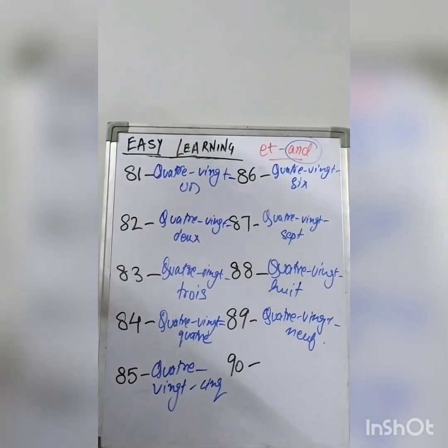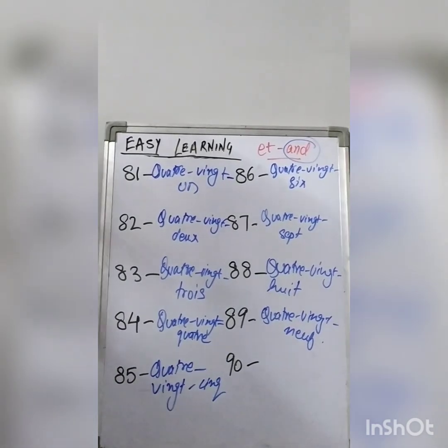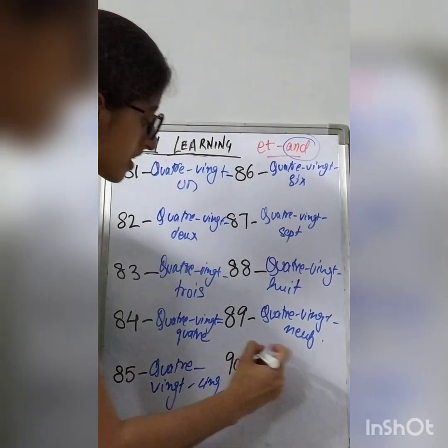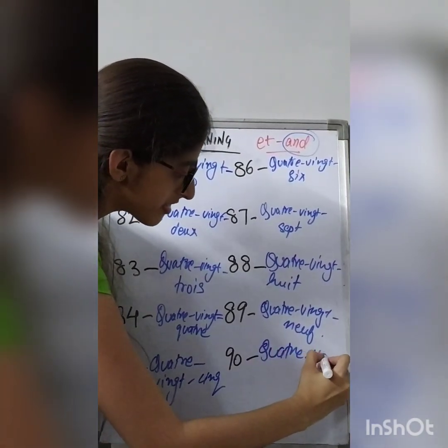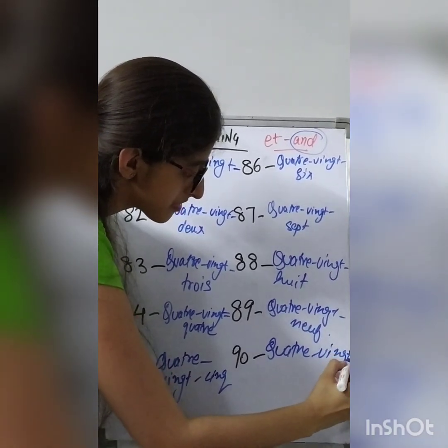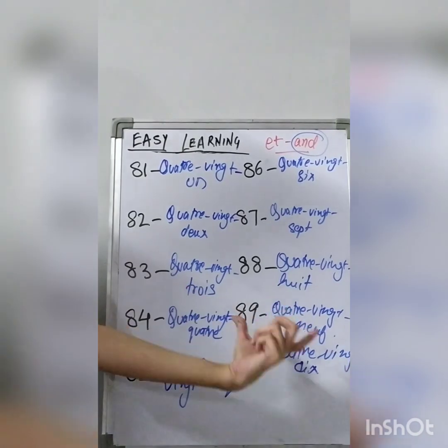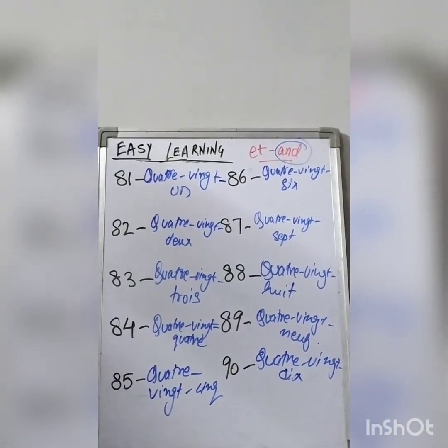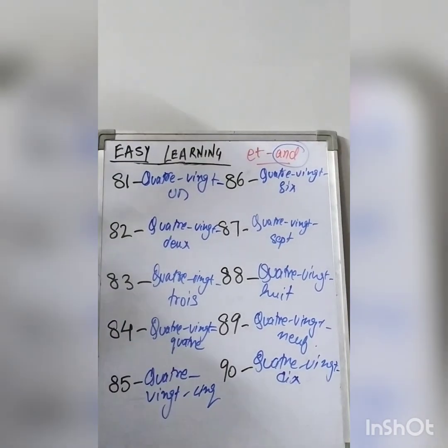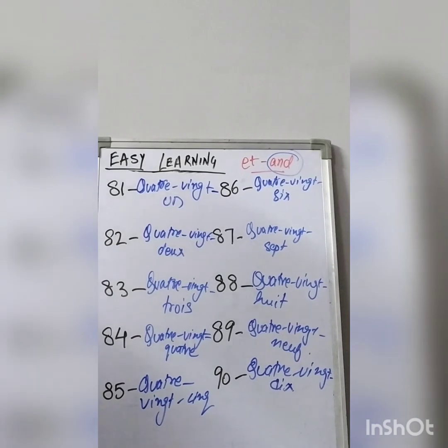Now, 90 is no different. It is in the same category, the same pattern remains there, which is quatre-vingt-dix. 80 was quatre-vingt and dix is 10. So, 80 plus 10 makes 90. So I hope you have understood this and let's proceed to the last.